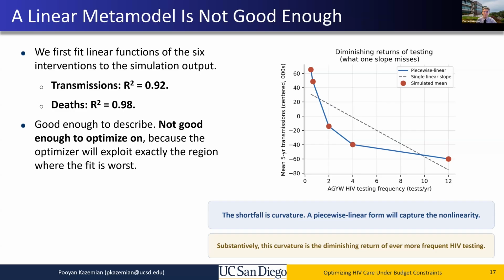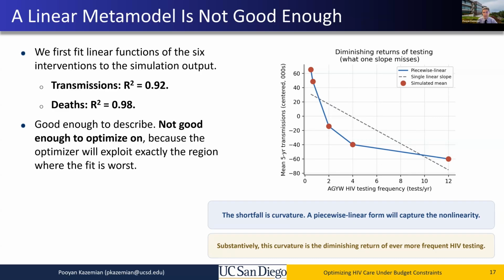What does it mean? It means that because the goal of the optimization is minimizing transmissions, the optimization model is going to explore the region where we are underfitting transmissions, and it's going to find a bundle of care in that region that results in the minimum number of transmissions. But the reason that we got into that region is because of the underfitting, not because those bundles of care actually can result in the minimum transmissions. So this is a shortfall of linear models.